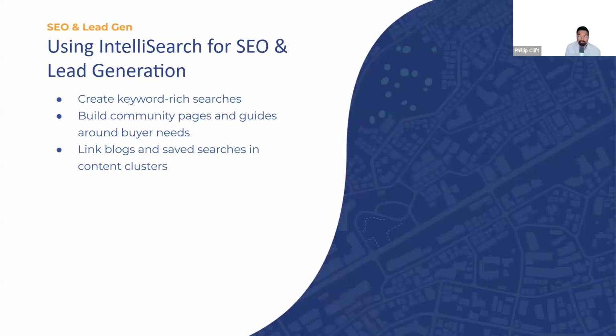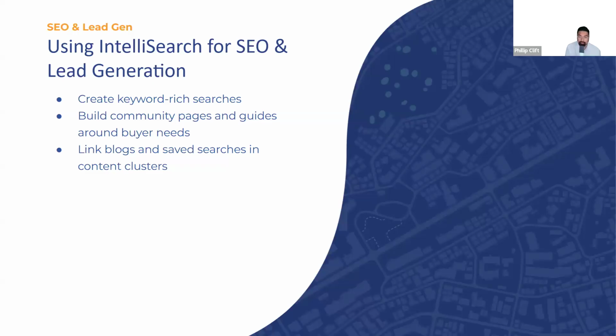So to use IntelliSearch for SEO and lead gen, this is where you would create the keyword rich searches, building community pages and guides around buyer or seller needs, and then linking blogs and saved searches for content clusters. This is where you and your agents can really turn IntelliSearch into a daily advantage, right?